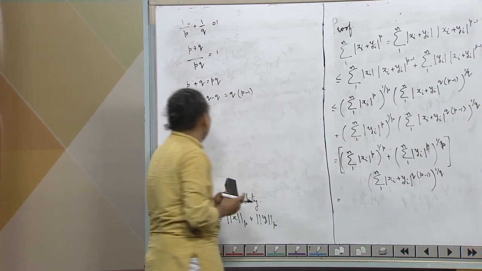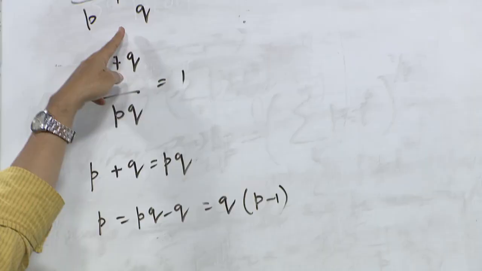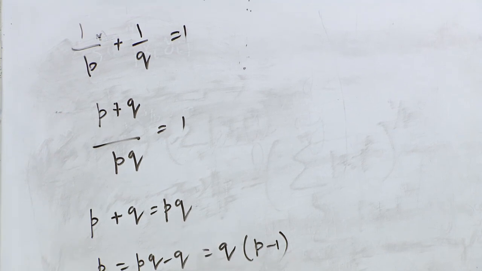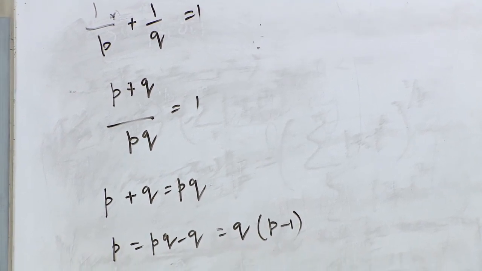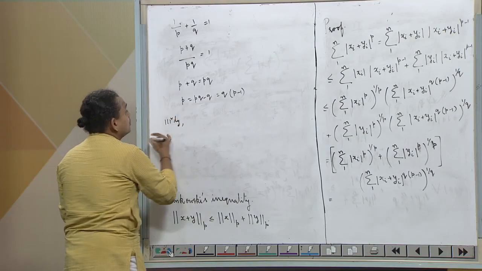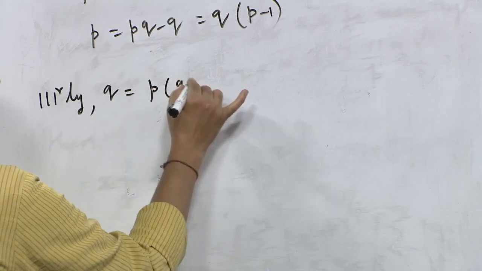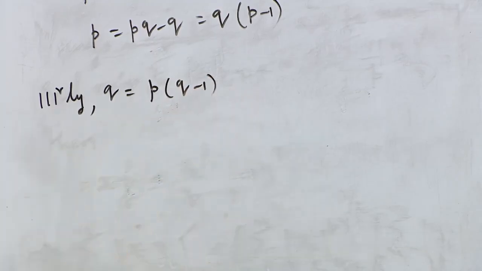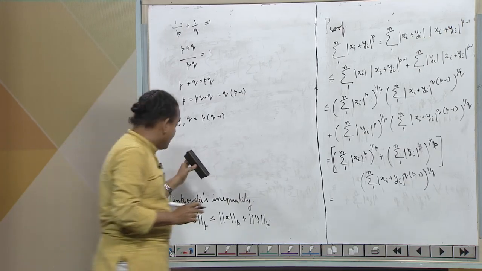So, this is one of the important observations that you will have to make. Once you have 1 upon p plus 1 upon q equal to 1, then you should be able to notice that q into (p minus 1) is p. Similarly, you can also observe the other way is also true, q will be p into (q minus 1), right. So, this is one of the important observations you will have to make at this stage.